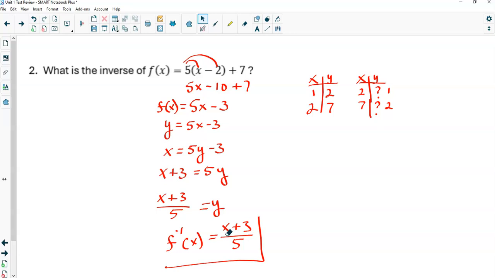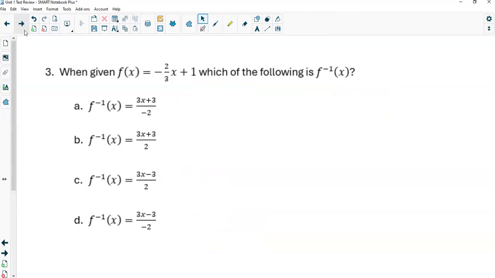So I go here, and I plug in my 2. 2 plus 3 is 5. 5 divided by 5 is 1, so that is good. If it was 7, 7 plus 3, that's 10. 10 divided by 5 is 2. And there you have it. So I've checked that very quick. Move to the third one.